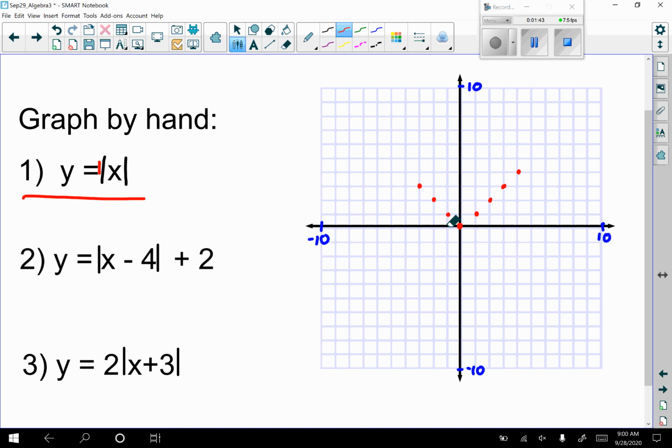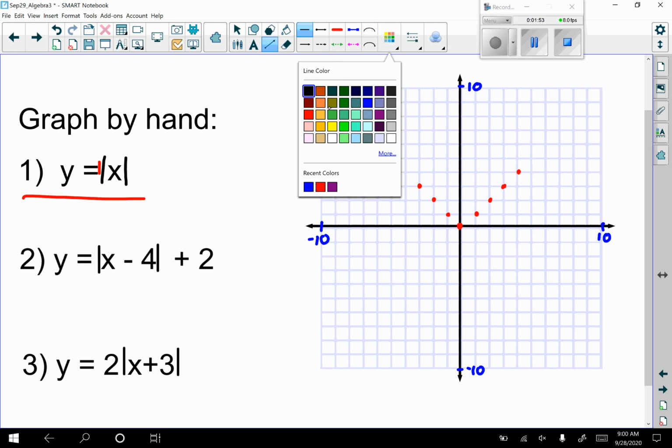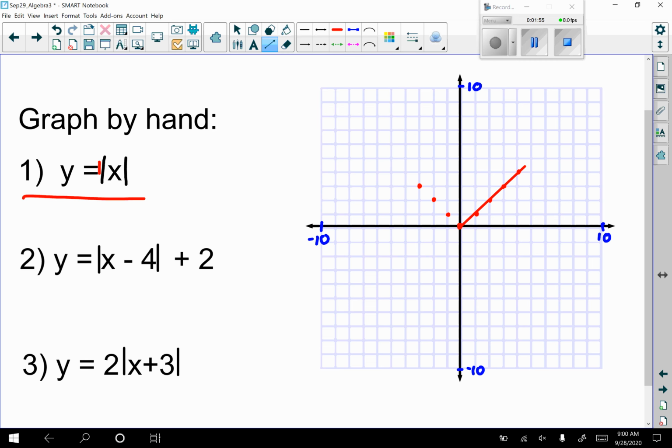Or if you notice, if we took the absolute value of -1, we get a +1. Absolute value of -2, we get a +2. So we get a graph that takes on this V shape. And we're going to label this. We'll just put number 1 next to this.